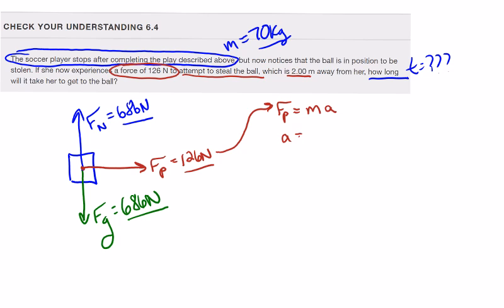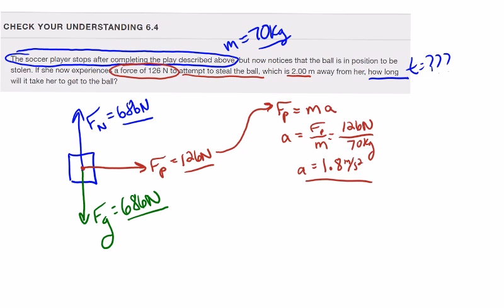So her acceleration should be equal to the propelling force divided by mass. This propelling force is 126 newtons. Her mass is 70 kilograms. Newtons per kilogram is the same thing as an acceleration unit of meters per second squared. So 126 divided by 70 gives us 1.8 meters per second squared. So that's Newton's second law. That's not what we want, but that's a step in the right direction.